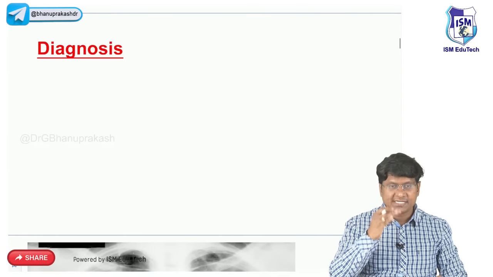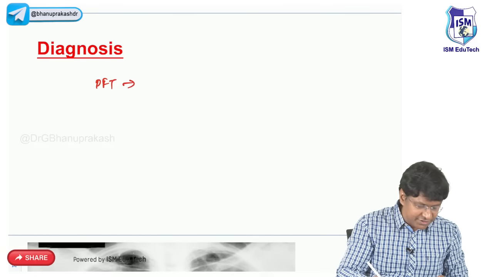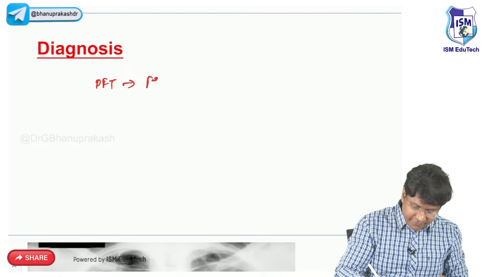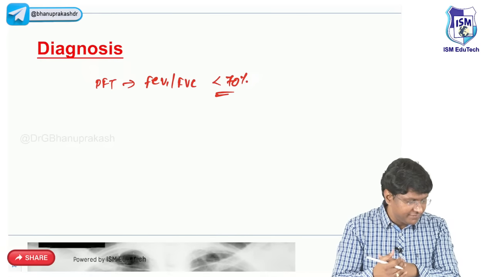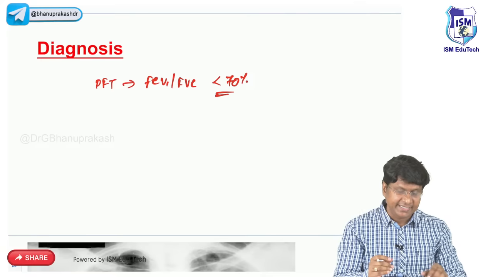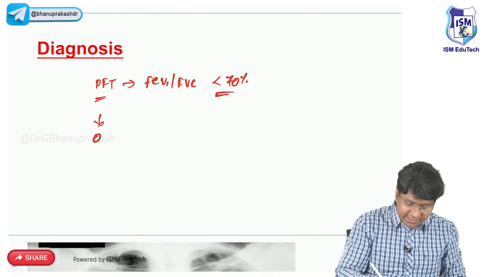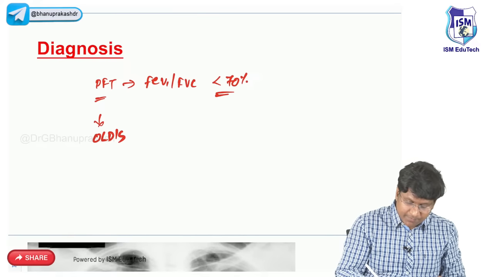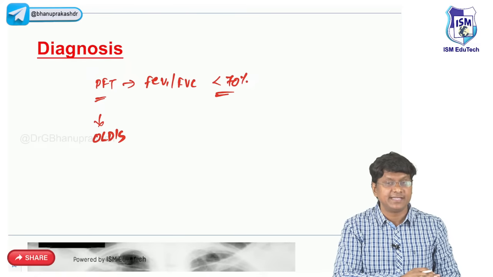Now, the next thing is, how will you diagnose COPD? Diagnosis of COPD is by pulmonary function test, where the FEV1 by FVC is reduced to less than 70%. That is the pulmonary function test finding in patients with obstructive lung disease. Emphysema is an obstructive lung disease, right? So in emphysema as well as chronic bronchitis, you have FEV1 by FVC less than 70%.